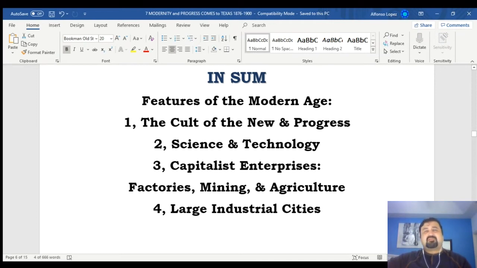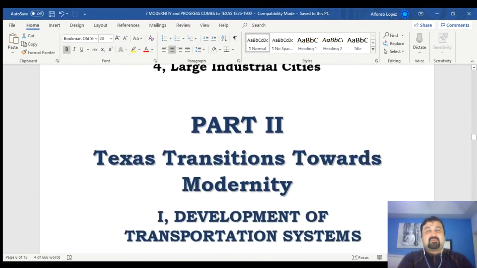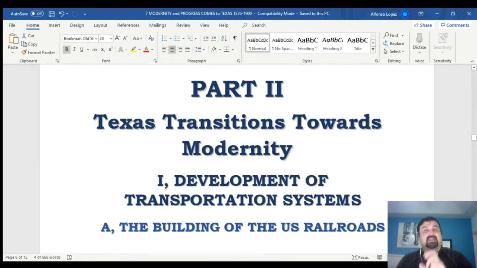Capitalist enterprises as well, factories, mining, agriculture, and of course, large industrial cities. All of those we're going to actually see now in this second part that we're starting, with understanding Texas itself. Texas transitioning towards modernity, that is to say. Now, again, we already looked at modernity. What is modernity? What does it entail to modernize? The modernizing project, that is to say. Now, let's look at Texas. How Texas is moving now towards this new economy, this new society. Okay.